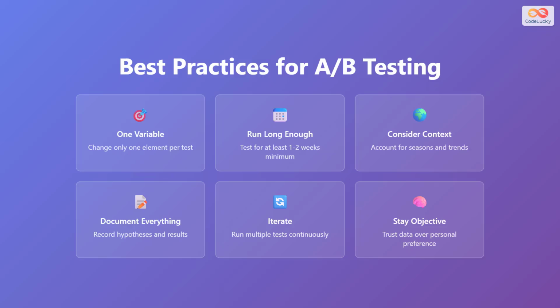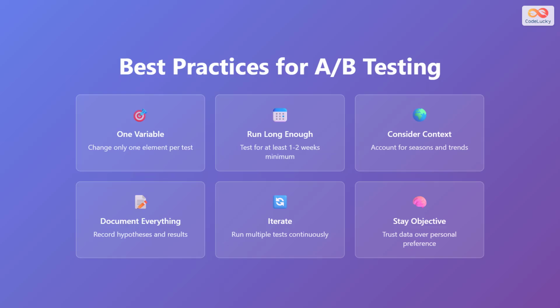There are different ways to run A/B tests. The most common is split testing. You show version A to half your audience and version B to the other half at the same time. This eliminates outside factors because both are happening in the same moment. Another method is sequential testing. You run version A for a week, then version B for the next week, and compare results. This works, but time and trends can affect results.